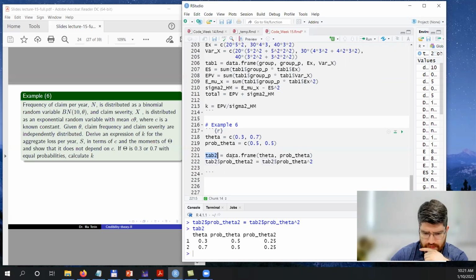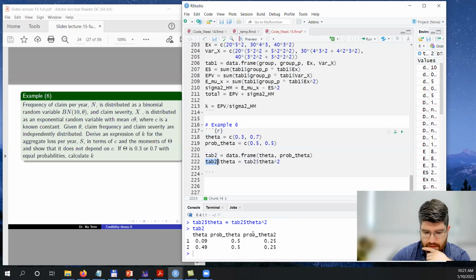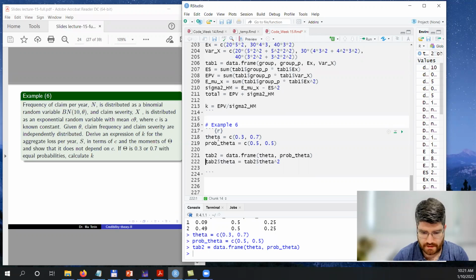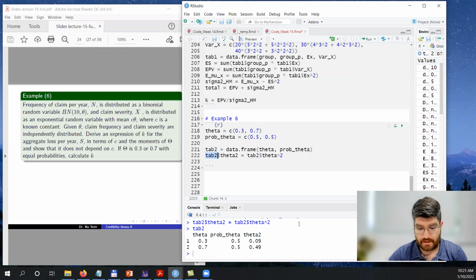Not the prob theta, but the theta. Sorry, theta and theta. So this is our theta, probability theta, and tab 2 theta is theta. Yeah, I've spoiled it a little bit. Okay, once again, this and that. Then theta squared is the theta squared. So this will be our correct version of the table.